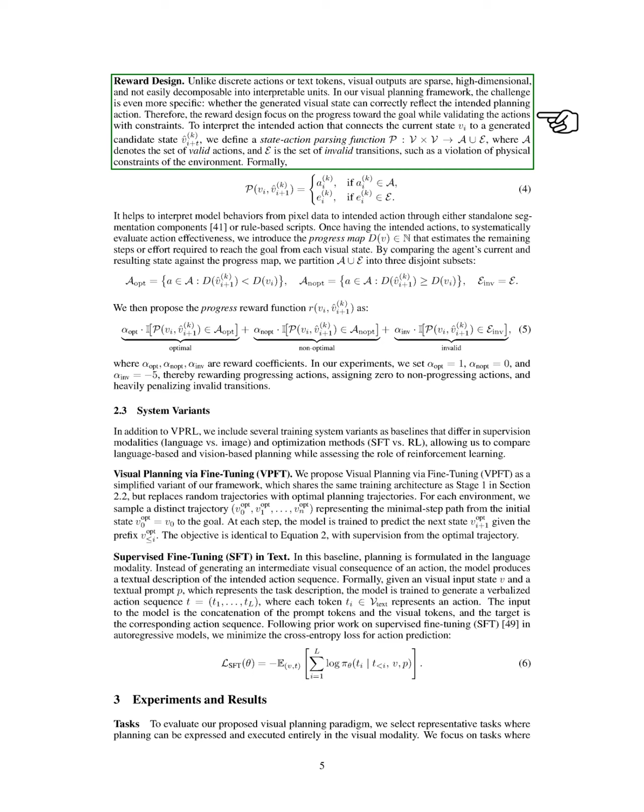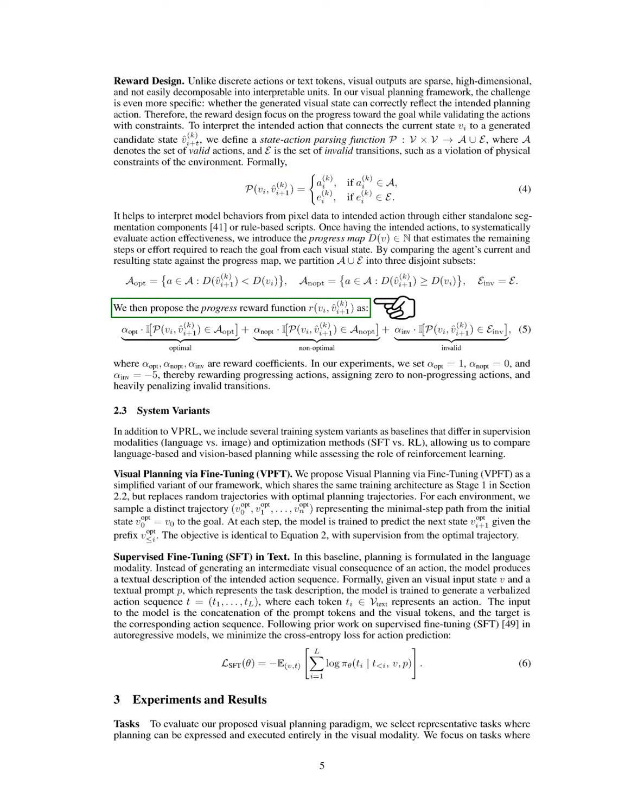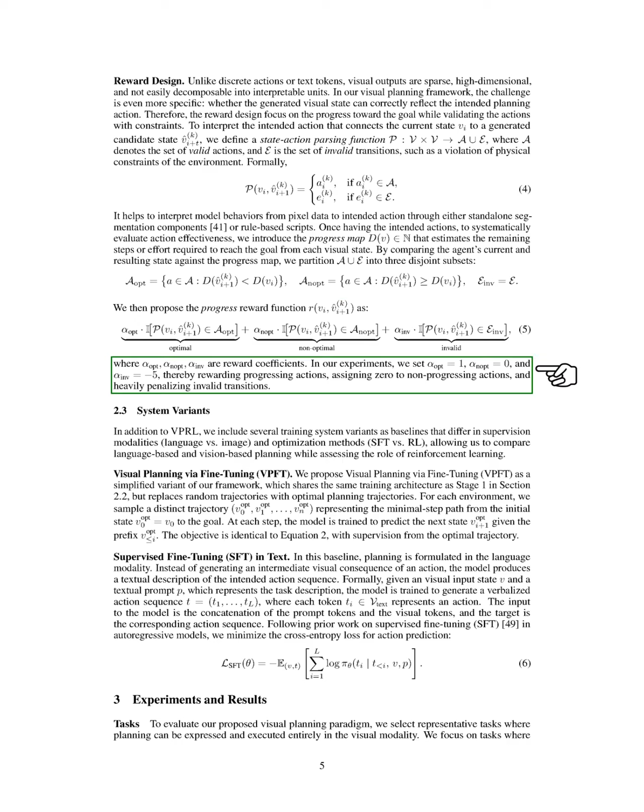We also introduce a progress map to estimate the effort needed to reach the goal from each visual state. By comparing the current and resulting states against this map, we categorize actions into valid and invalid transitions. Finally, we propose a progress reward function that assigns rewards based on whether actions lead to progress, do not progress, or are invalid. In our experiments, we set specific reward coefficients to encourage progress, assign no reward for non-progressing actions, and impose penalties for invalid transitions.